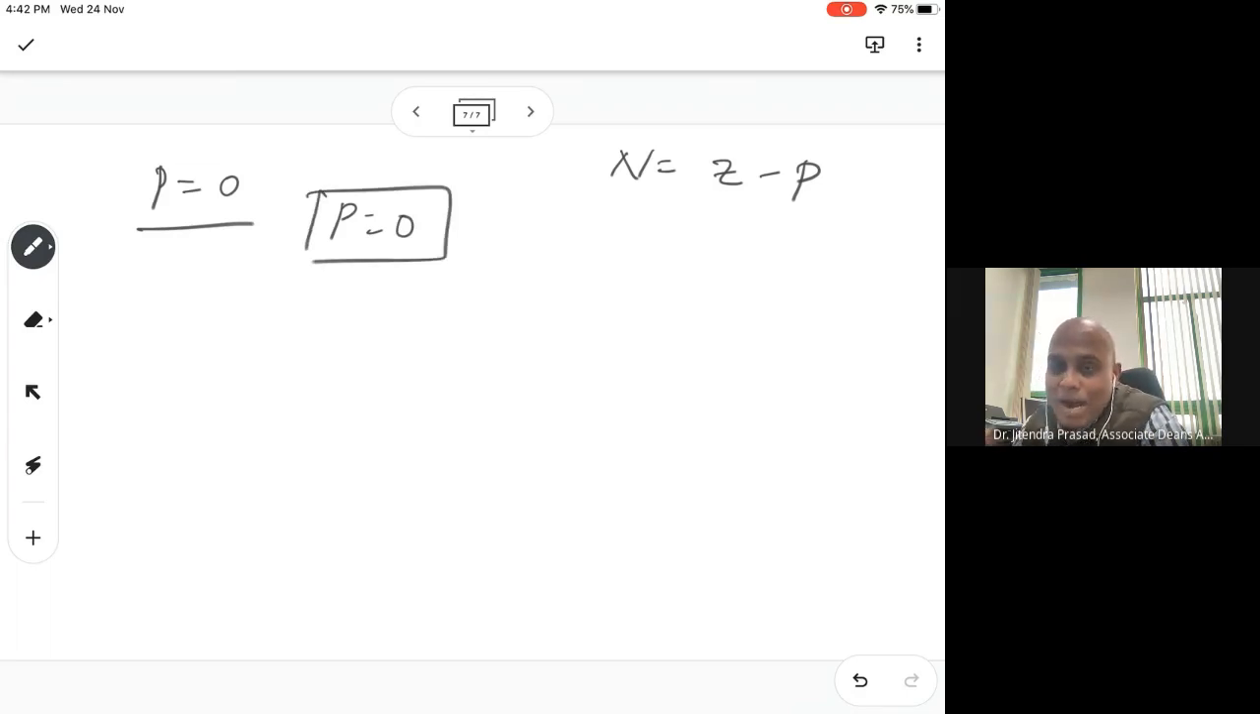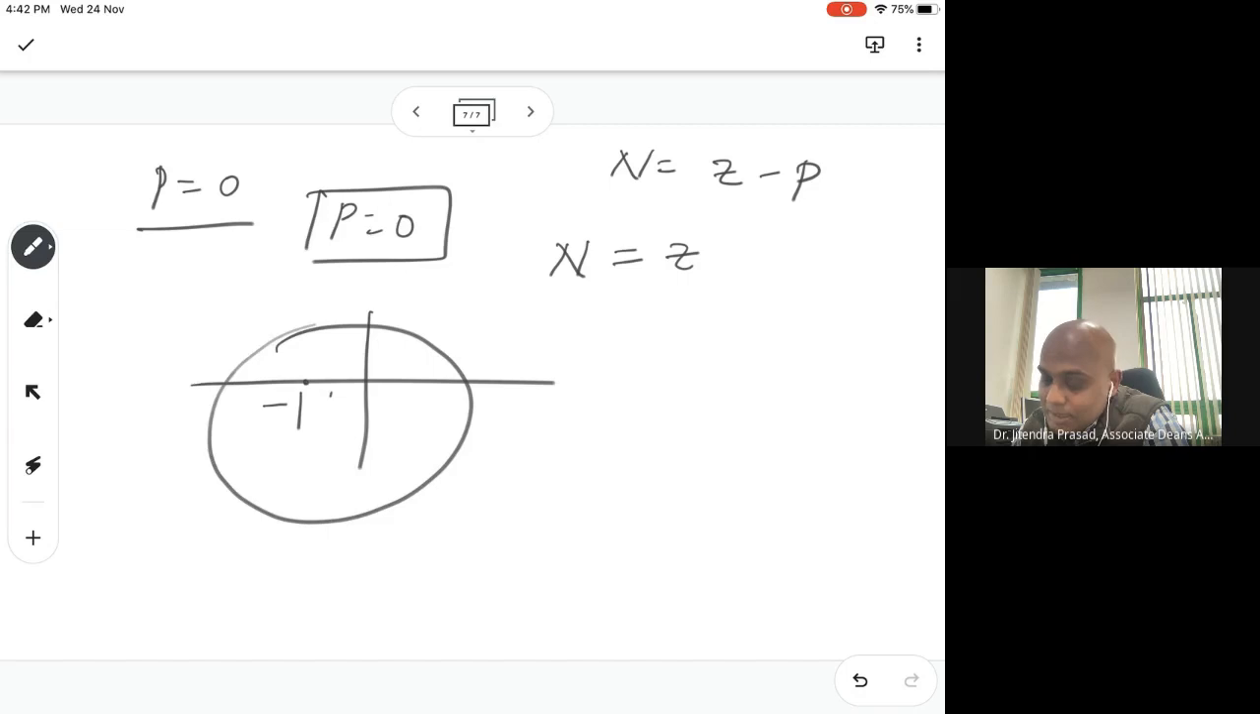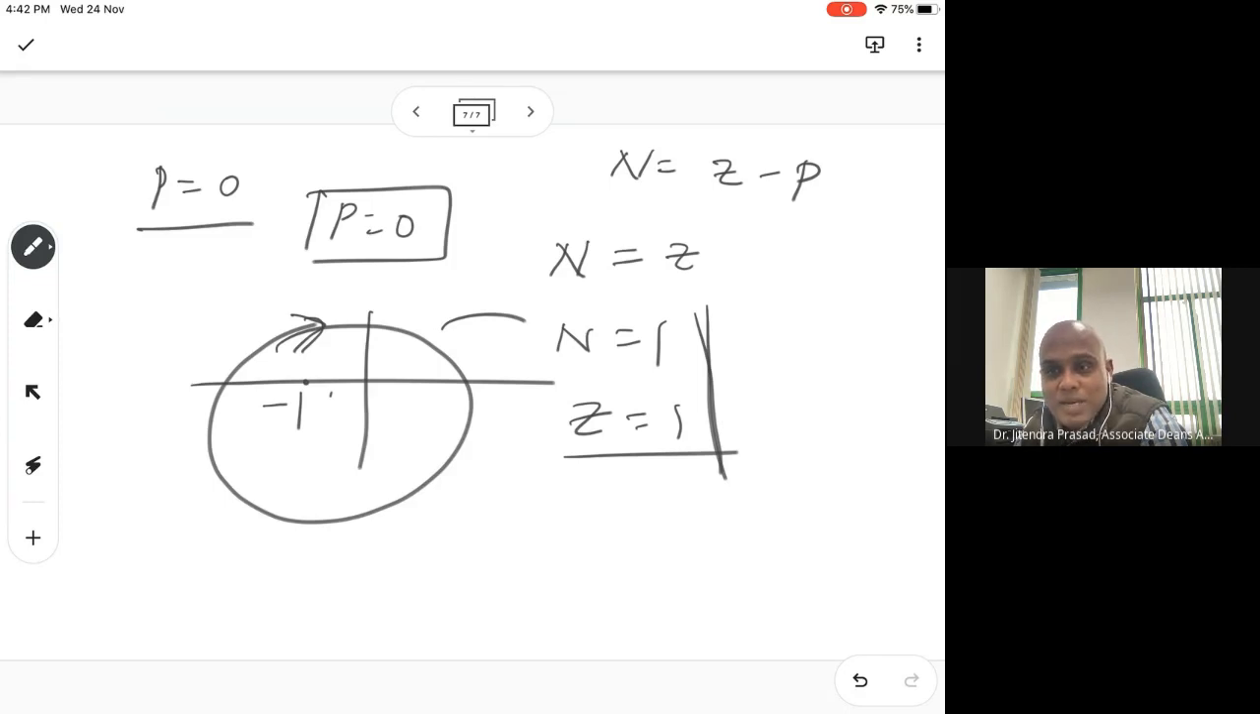Now that really means what? For this system, N equal to Z. Right? So number of closed loop zeros. If we have, for this system, a plot something like this, then what happens? In this case, N equal to 1. This tells you that Z equal to 1. That means there will be one zero. This will come on the right hand side of the S-plane.